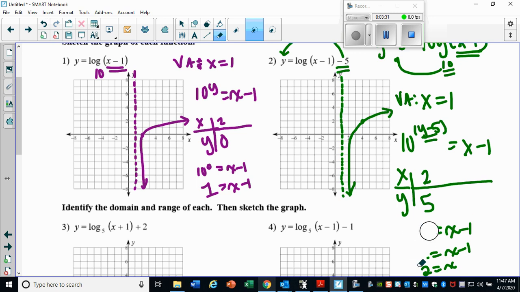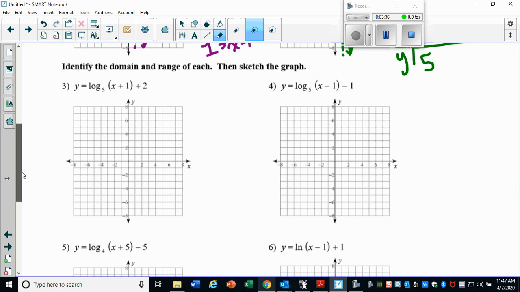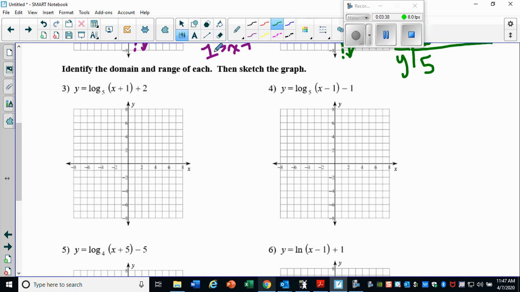All right, let's take a look at some of the questions at the bottom and see how you did with those. At the bottom, we're also going to identify the domain and range along with sketching our graph. For the first one, let's find our vertical asymptote first, and that's going to help us find our domain and range. In this case, you're setting that equal to 0, so x is equal to -1.